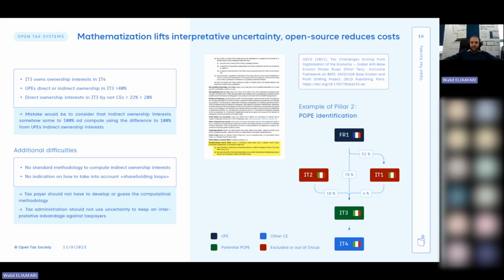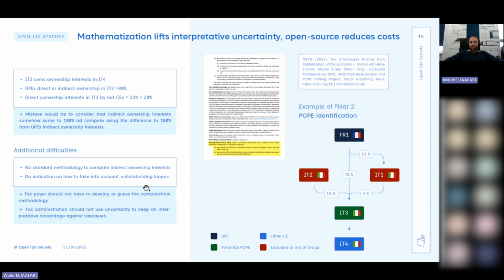And so making this notion of indirect ownership interest dependent on the ability of the taxpayer to infer what mathematical formula, what mathematical theory they should use, it's not good practice. It should be directly shared somewhere: here is how you compute indirect ownership interest. There is the formula, but it doesn't exist. And there is no actual indication on how you treat the shareholding loops I just talked about. And so this is a problem.